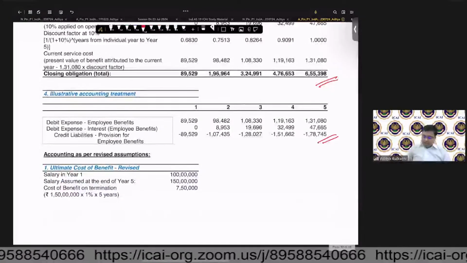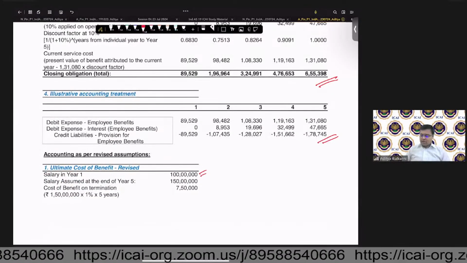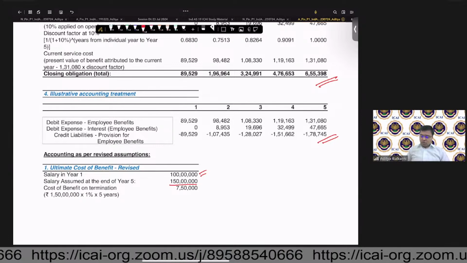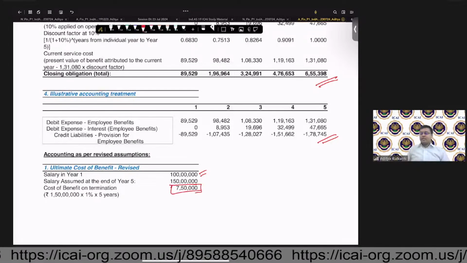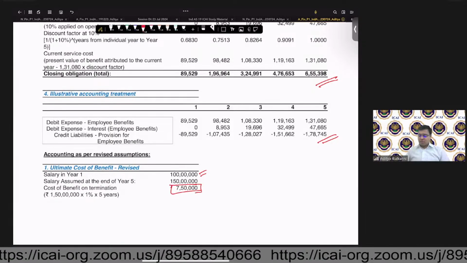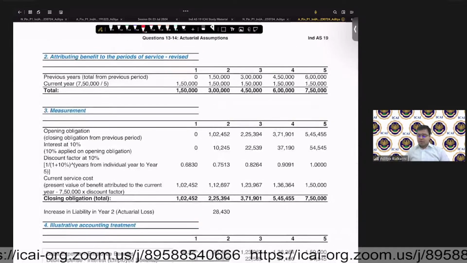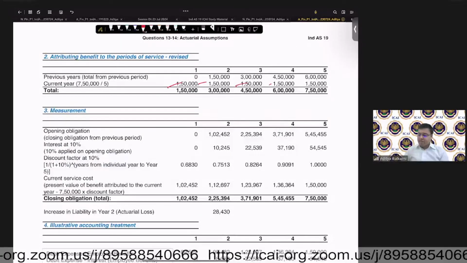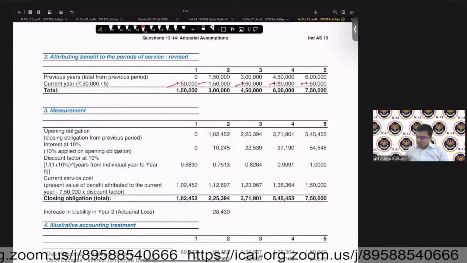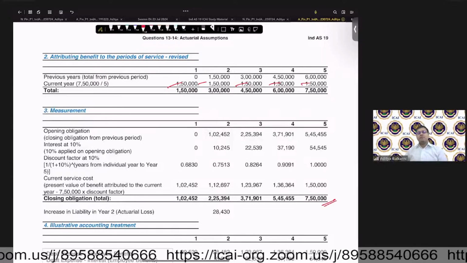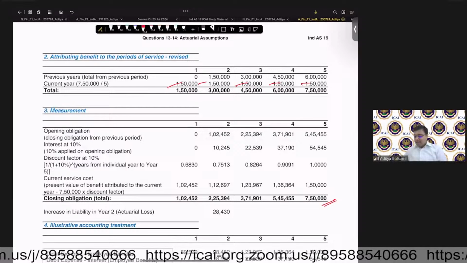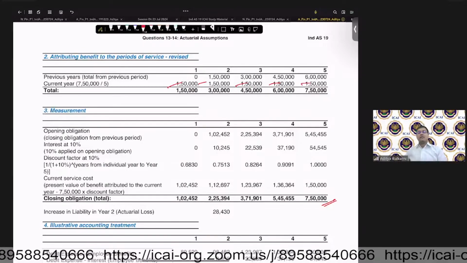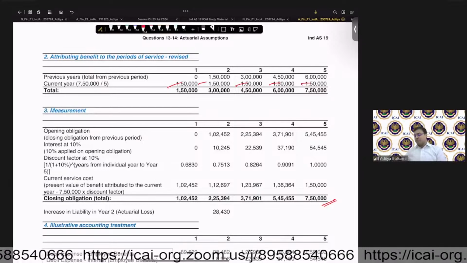Now what happens is, in year one, your salary was 1 crore, then it became 1.5 crores. So the benefit on termination is actually 7,50,000. When I talk about 7,50,000, the build-up is 1,50,000 each year. So this is how the benefit builds up. And this benefit has come into existence right from year two.